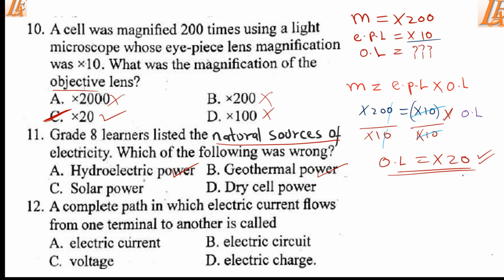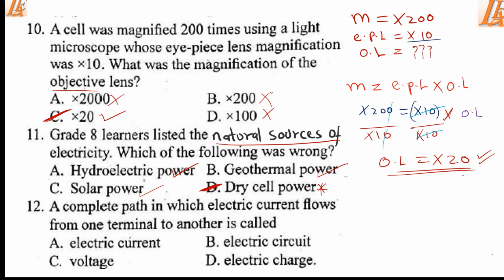C, solar power. This one is also correct because they tap electricity using photocells. Then D, a dry cell. A dry cell is not a natural source of electricity. A dry cell is a transducer, a device which transforms chemical energy to electrical energy. So it acts as a transducer and a store of energy. So this one is not a correct natural source of energy. So the correct answer, because the question is asking which of the following was wrong, is D, because a dry cell cannot be a natural source of energy.